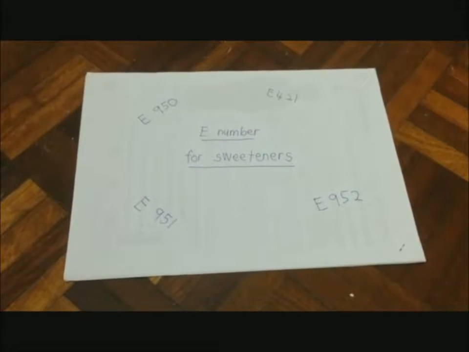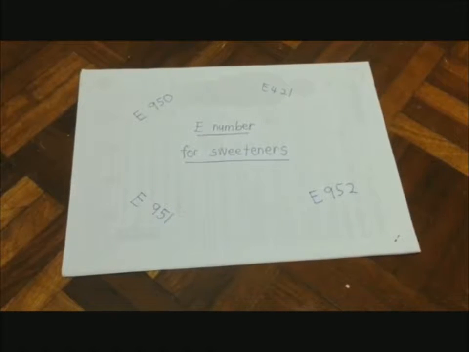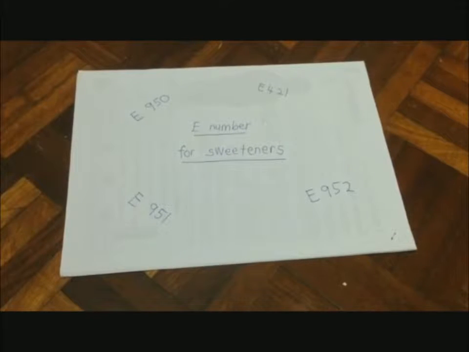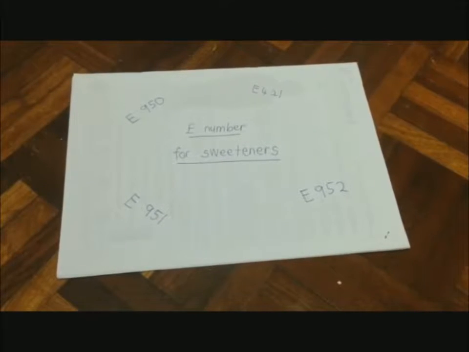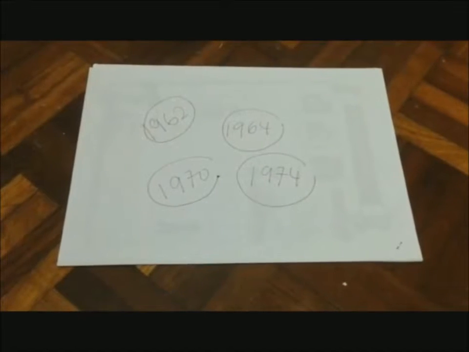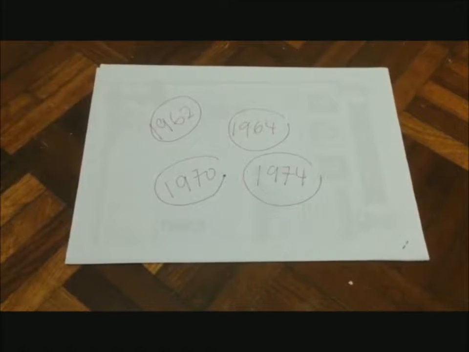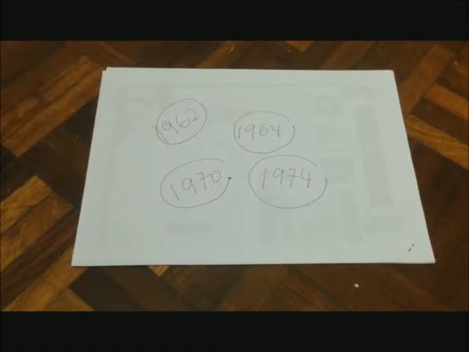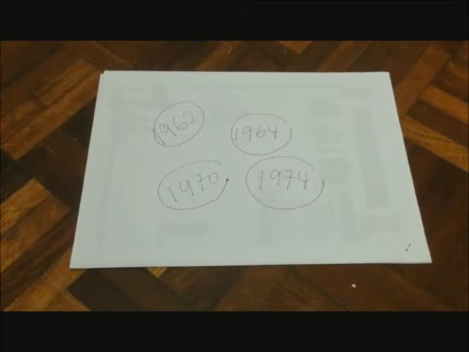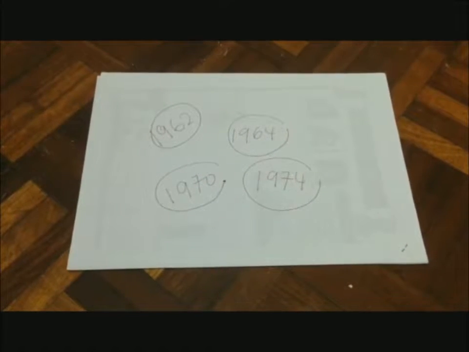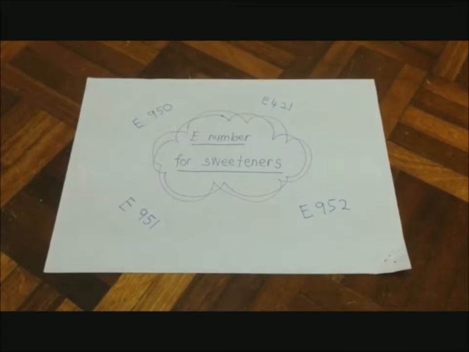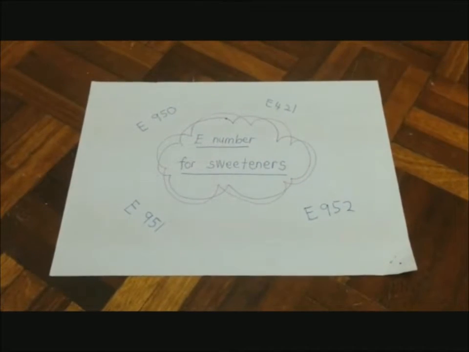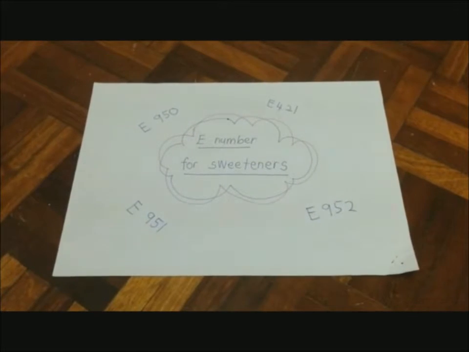E numbers are for substances that are permitted to be used as food additives for use within Europe, with different color descriptions based on the specific categories of contents. These appear on labels and lists of ingredients.